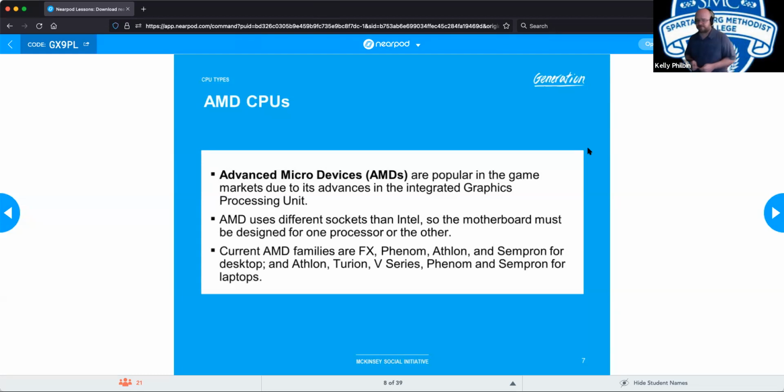Questions so far? I've got a quick question for the Intel. I have an Intel i5 processor. The question is, is an i7 faster than an i5? I've been wondering for a long time now.